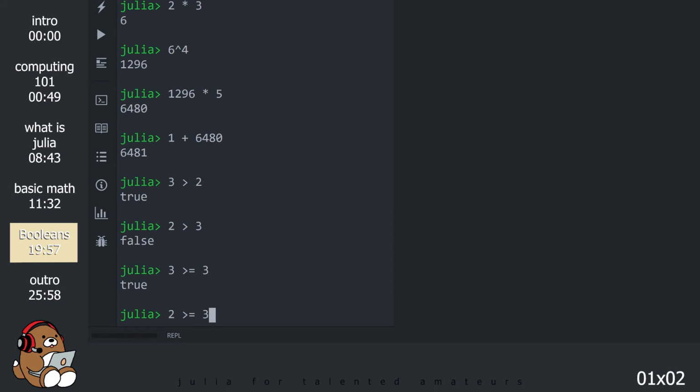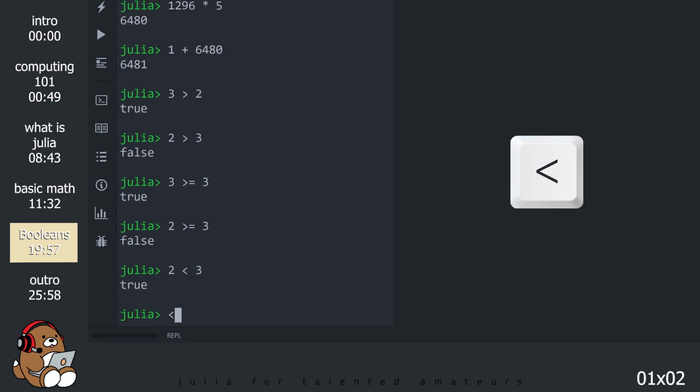In this example, this is read, is 2 greater than or equal to 3? Of course the answer is false. And same thing happens on the flip side. So this is read, is 2 less than 3? The less than sign is over the comma on your keyboard.